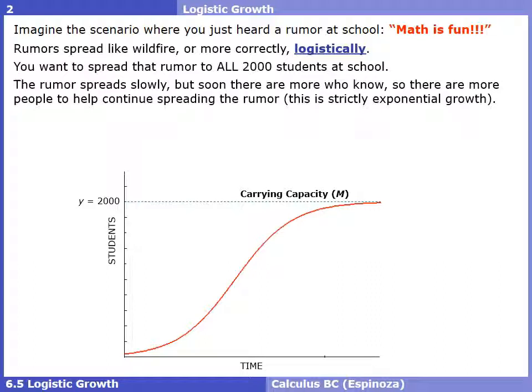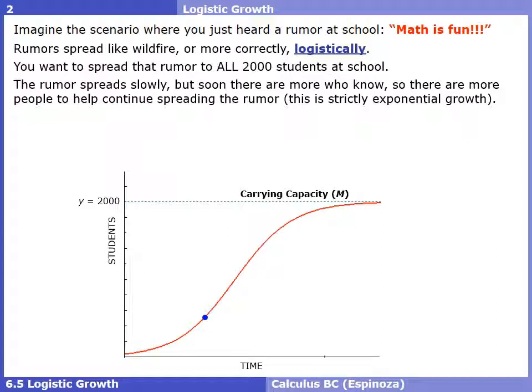So you'll notice, based on this graph, the rumor starts to spread slowly. The slope of this graph is fairly horizontal to begin with, and it starts getting steeper and steeper and steeper as time goes on. The more that know the rumor, the more people there are to help continue spreading the rumor. This is the strictly exponential growth part of this graph. But at some point, things are going to change.